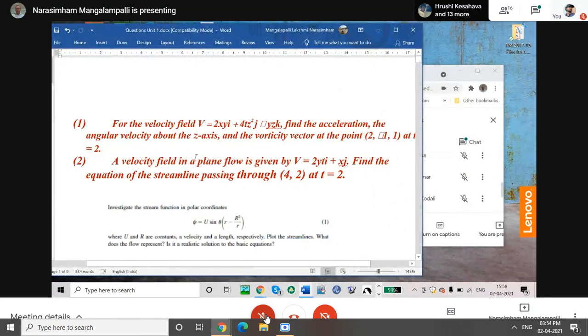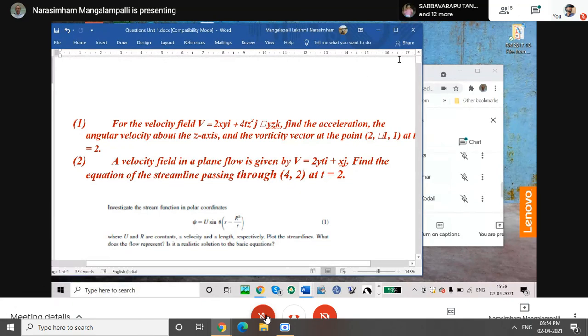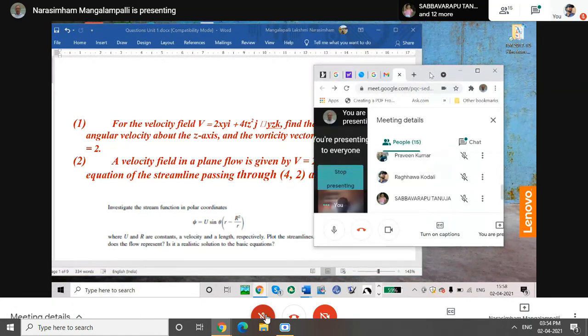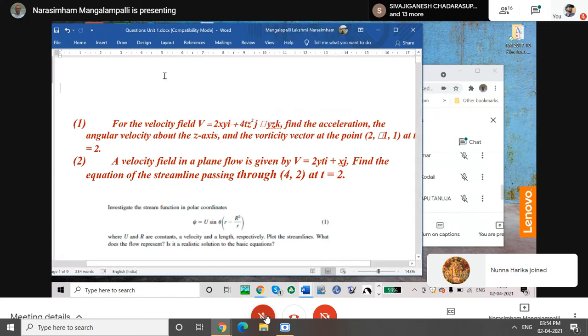Now you take the second problem. A velocity field in a plane flow is given by V is equal to 2yt i plus x j. Find the equation for the streamline passing through (4, 2) at t is equal to 2.